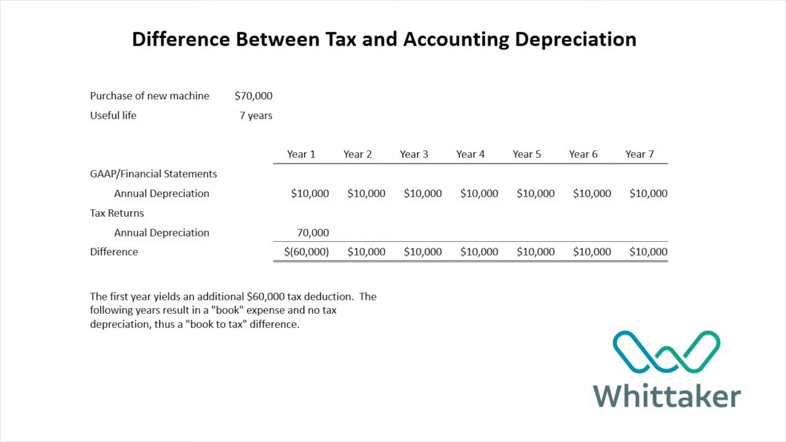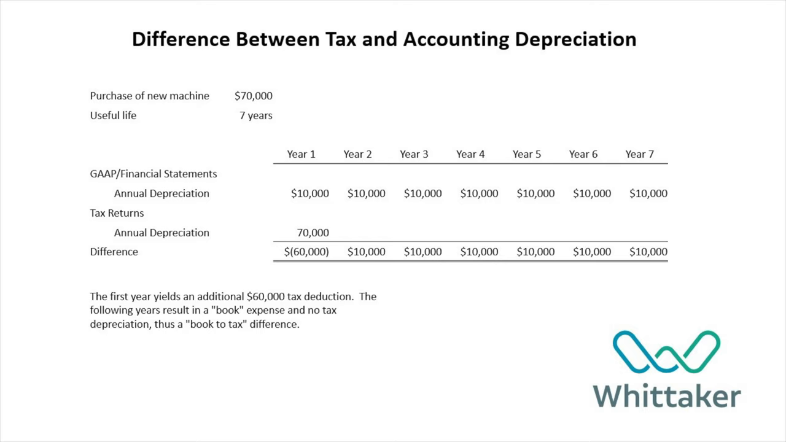And that becomes, so in the first year, let's say you bought a $70,000 machine in year one, on your GAAP financial statements, you would deduct $10,000 or 1/7 of it. On your tax return, you would get to deduct the entire $70,000. So you can see in the first year, there's a difference of $60,000, and that's a tax benefit to you, meaning that you got a $60,000 higher deduction on the tax return than it was on your books.